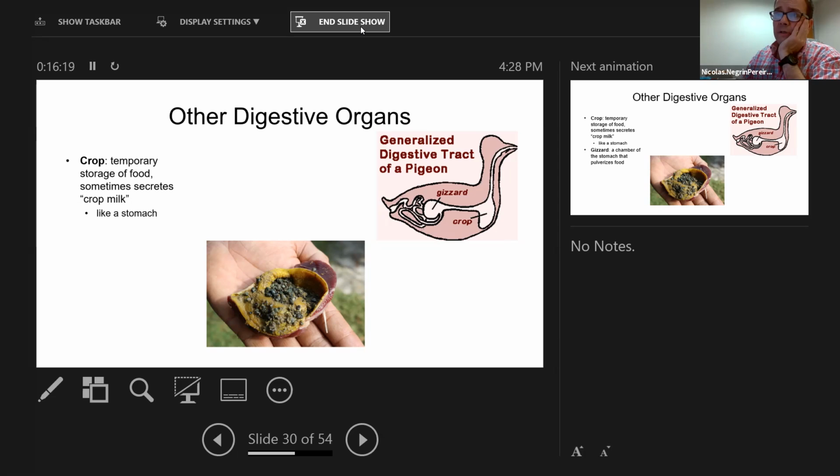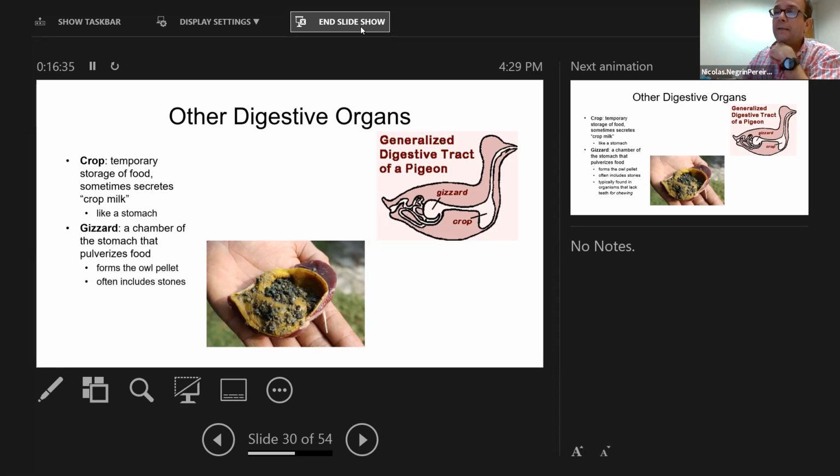And it's actually like a stomach. And then we have the gizzard, which is a chamber of the stomach of a bird that is capable of pulverizing or grinding food. So it forms what we call the oral pellet, and sometimes it includes stones that are picked up and ingested by the bird, and that helps in the grinding process of the feed.